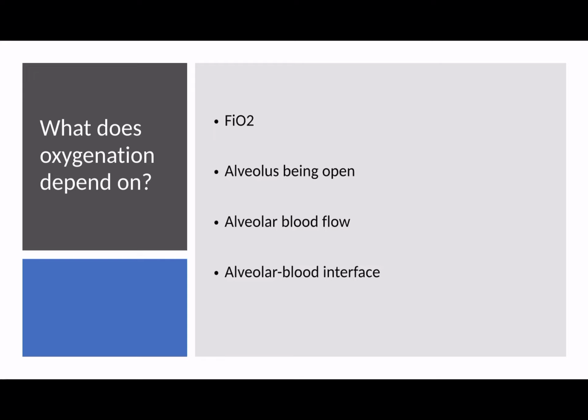On the ward, that would be to increase the nasal specs from 1 litre up to 4 litres, or then putting them onto a mask, and finally onto a non-rebreathe mask. With the ventilator, it's simply a matter of increasing up the amount of oxygen that's put into the gas mixture that goes through the endotracheal tube and into the lungs.